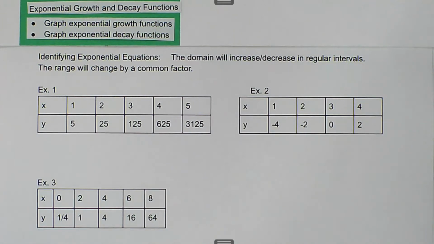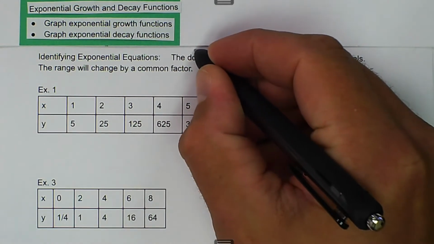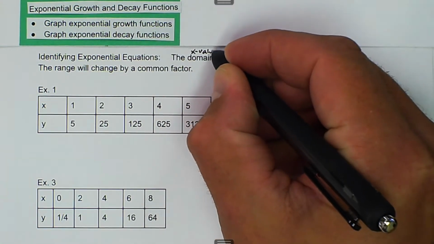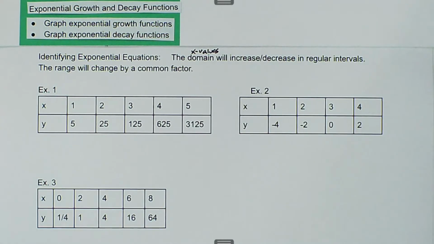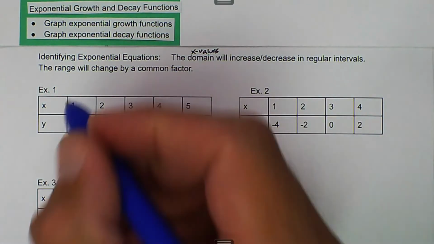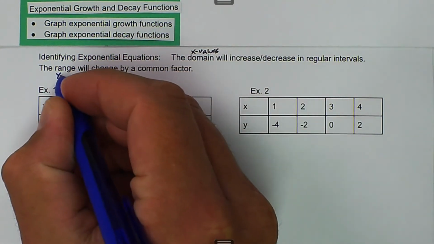We're talking about exponential growth and decay functions, and we want to graph exponential growth functions and graph exponential decay functions. So in this case, we want to identify exponential equations. In order for that to happen, the domain will increase or decrease in regular intervals. Remember, domain is, we're talking about x values. And the range will change by a common factor. And remember, the range is, we're talking about y values.